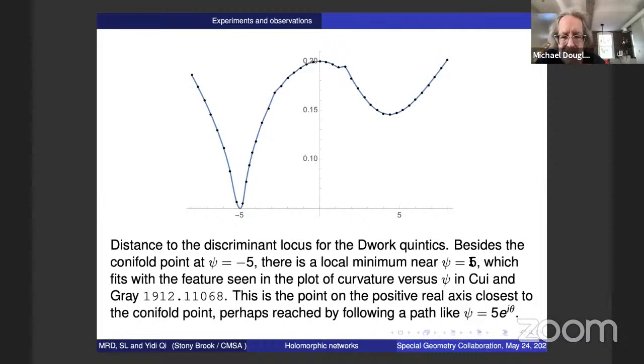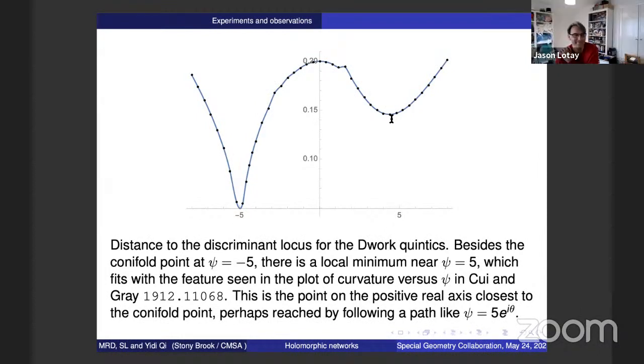And then this work of Cui and Gray had studied exactly this dependence on distance to discriminant locus, and they had found this interesting behavior where the error gets worse as you pass through that region on the opposite side from the conical point. And so now I've just calculated that proxy, that norm of the gradient, as a function of the moduli, and indeed you do see this dip at the other side from the conical point. Thank you. Interesting.